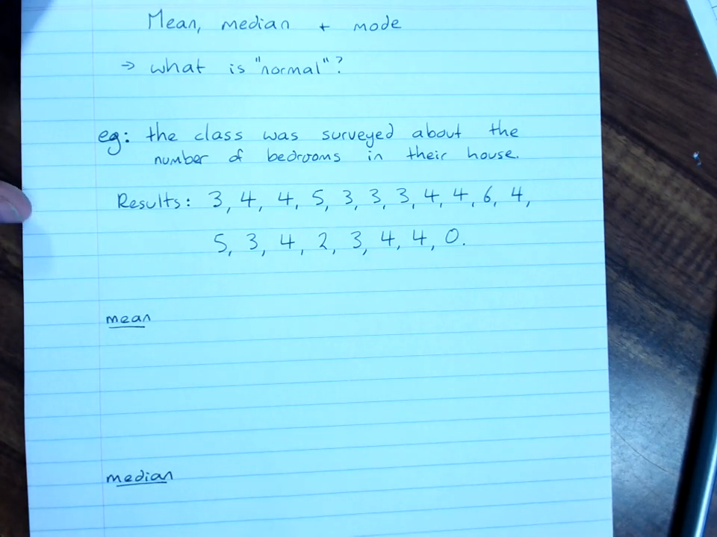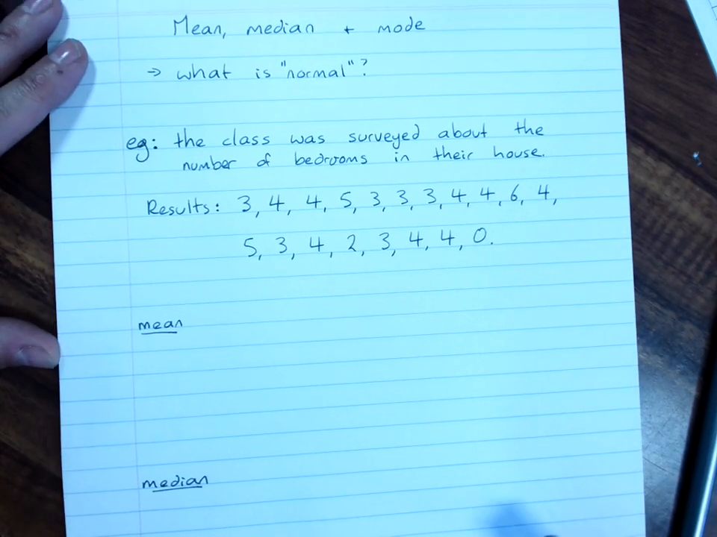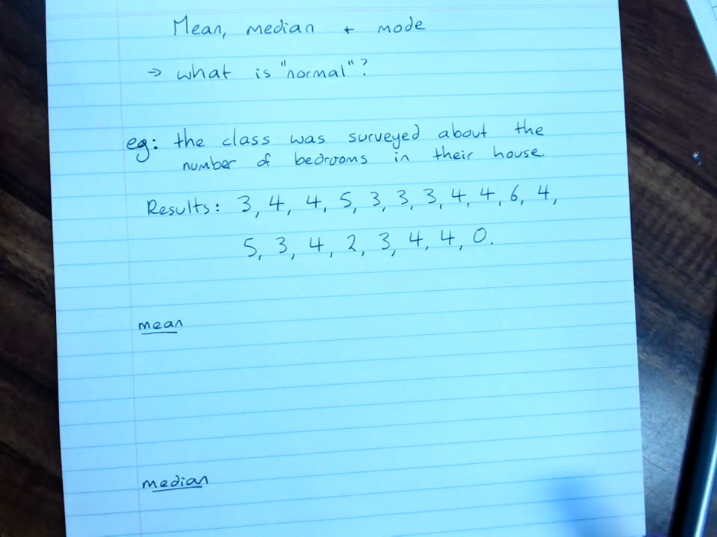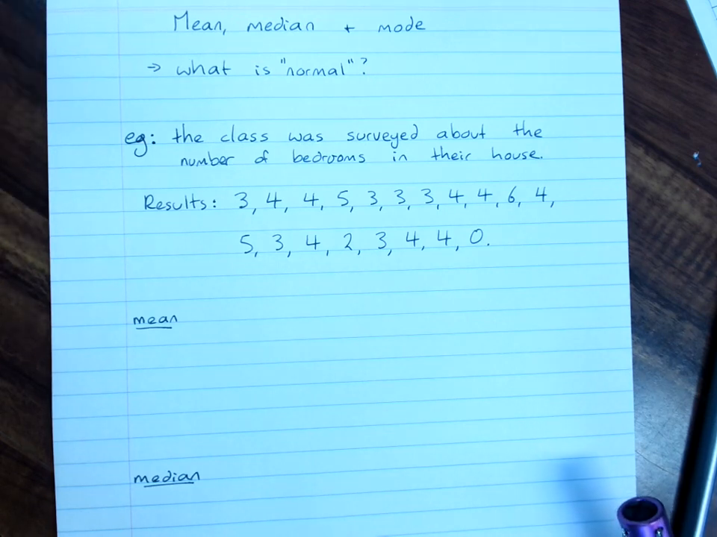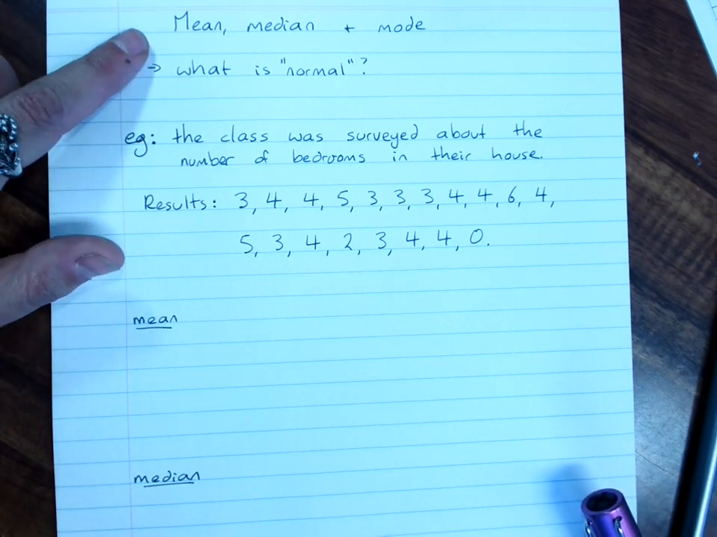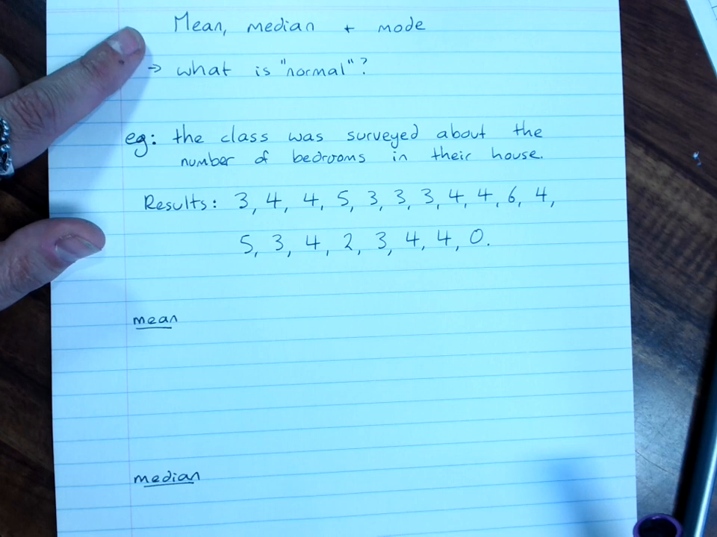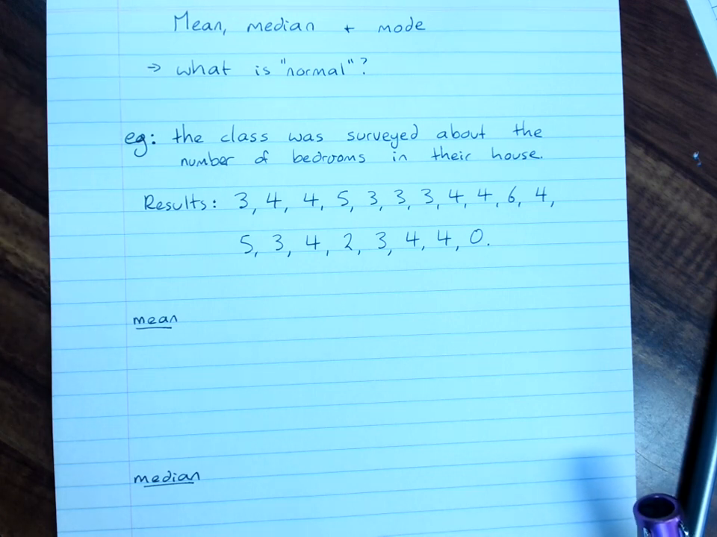Mean, median, and mode. So we're studying statistics, and a lot of our question is, what is normal for a particular group and a particular characteristic? And the mean, median, and mode are three different ways of saying, hey, you could consider this to be normal for this group. Normal, what most people are like.